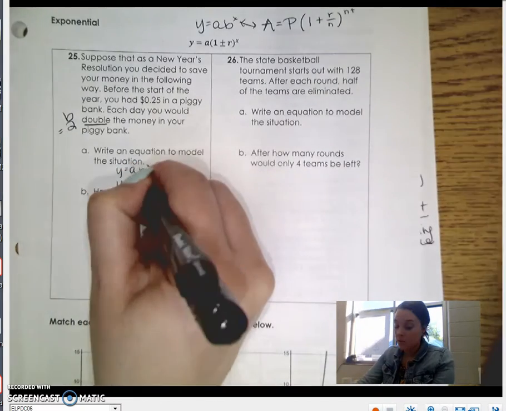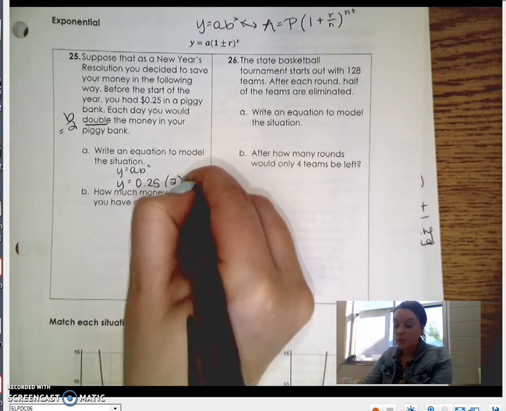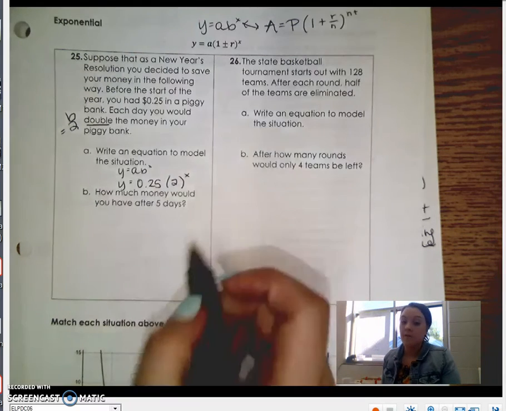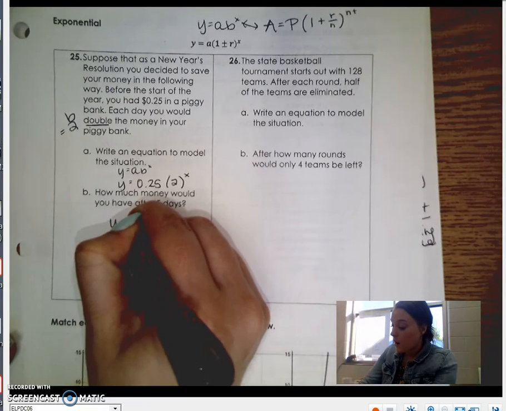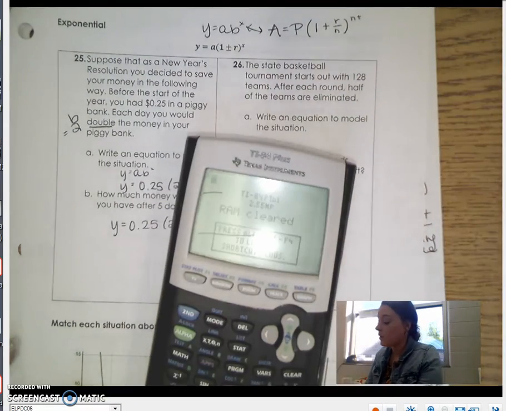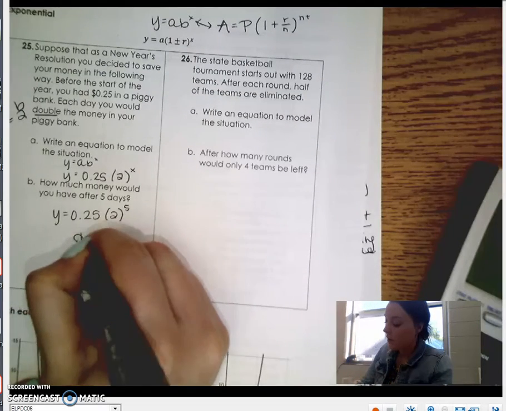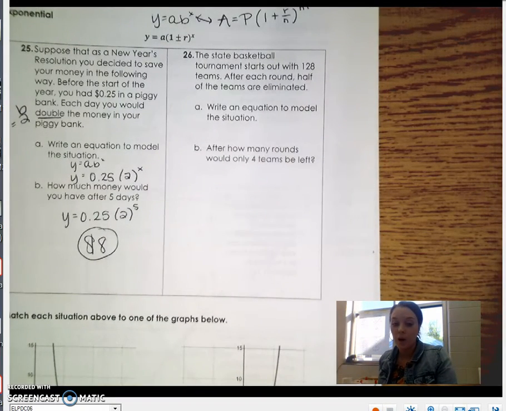So we are going to use y equals ab to the power of x, where a is your starting value. We said we started with 25 cents. B is your growth factor, which we said was 2, to the power of x, or dependent on time. Part B asks how much money would you have after 5 days. So you're going to use your equation, and where you have an x, you're going to plug in a 5. So you'd have y equals 0.25 times 2 to the power of 5, and your calculator can do that for you. You get 8. You would have $8 after 5 days if you were doubling your money starting with a quarter.